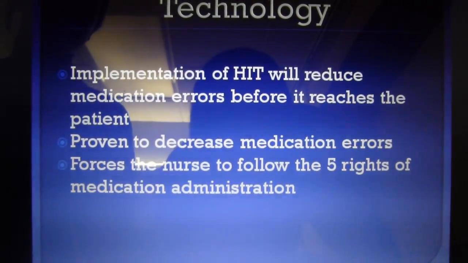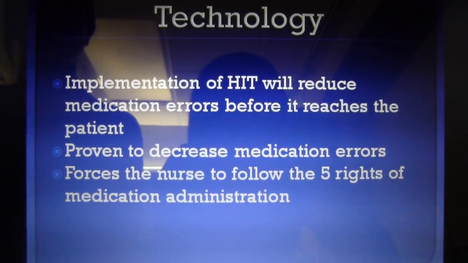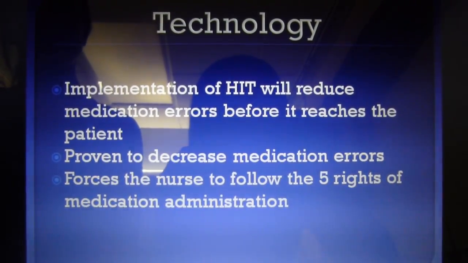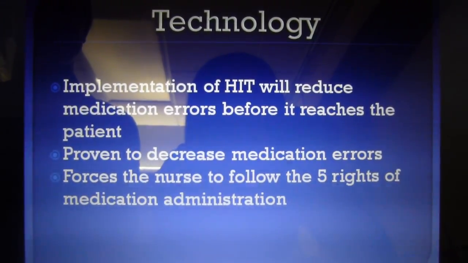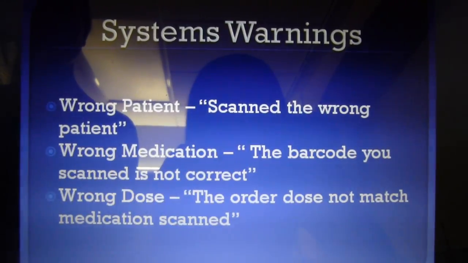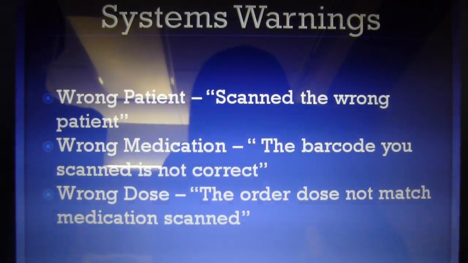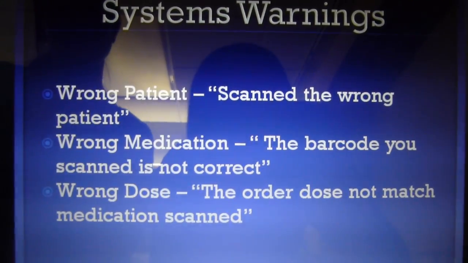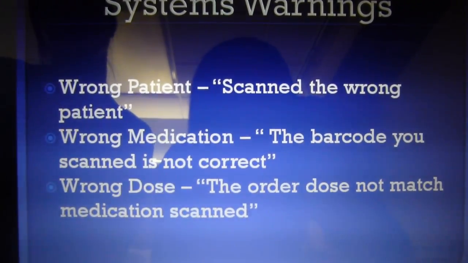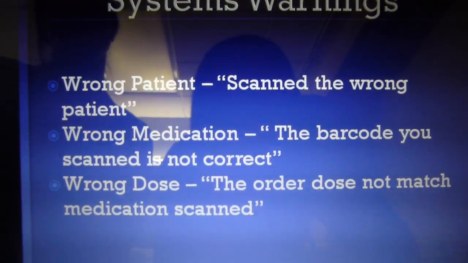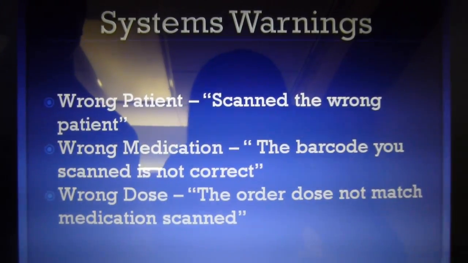Implementation of health information technology will reduce medication errors before it reaches the patient. It's proven to decrease medication errors, and it forces the nurse to follow the 5 rights of medication administration. Some system warnings are below. For the wrong patient, it might say, "Scanned the wrong patient." Wrong medication, it will say, "The barcode you scanned is not correct." For a wrong dose, it will say, "The order does not match the medication scanned."